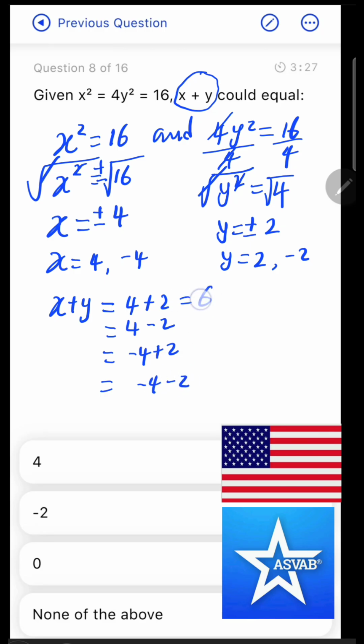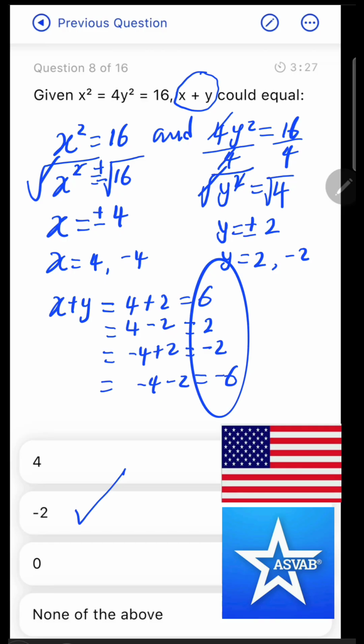So 4 plus 2 is going to be 6. 4 minus 2 is going to be 2. Negative 4 plus 2 is going to be negative 2. Then negative 4 minus 2 is going to be negative 6. So all these values are the values of x plus y from this given equation. And if you look at these values, which one do you see in the options? Only negative 2. So this is the correct answer.